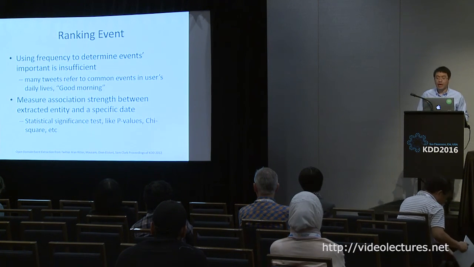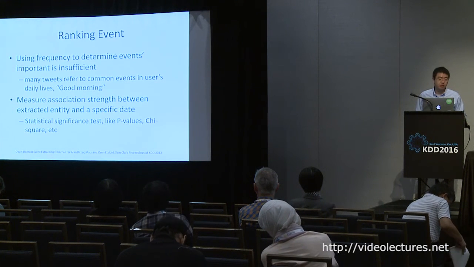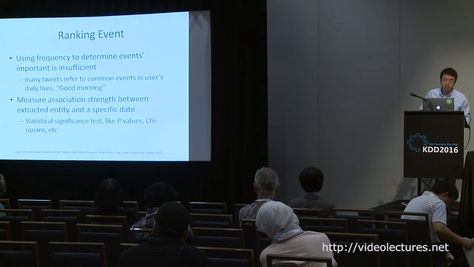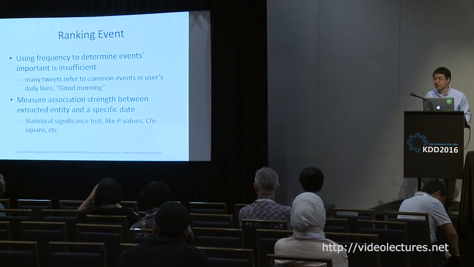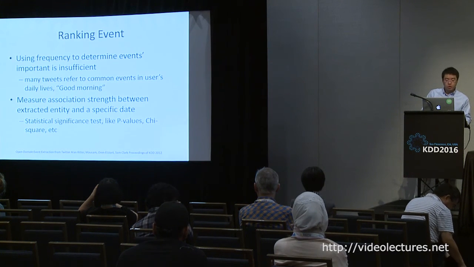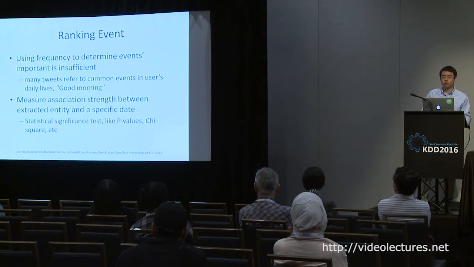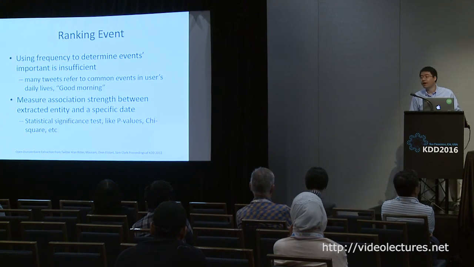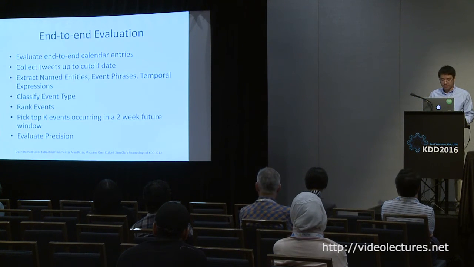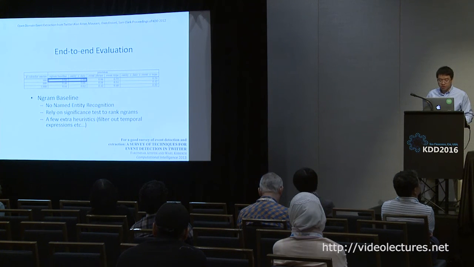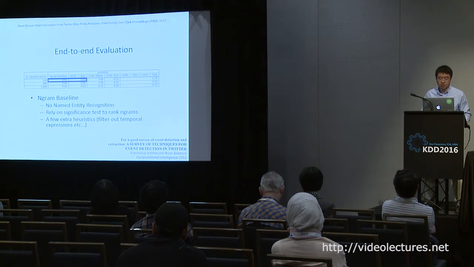The last step in their approach is to rank the events, because there are so many events and they only have a little space to show them. In order to determine the significance rather than the frequency of the events, they use statistical significance tests, such as p-values and chi-squares, to compute the association between events and the dates of the events. They conduct end-to-end evaluations of their whole system, and the performance of their approach is significantly better than the baseline approach. They can achieve around 90% precision.